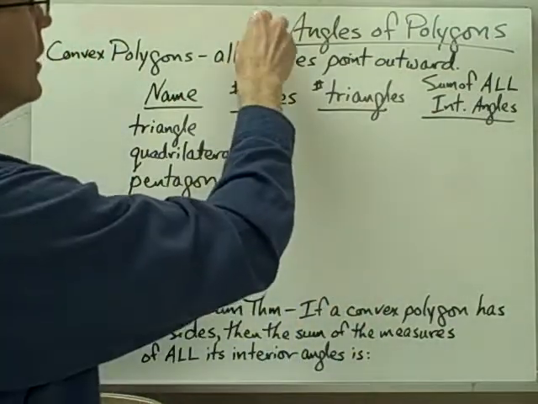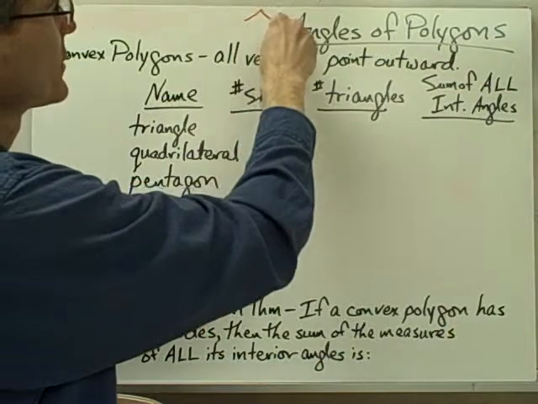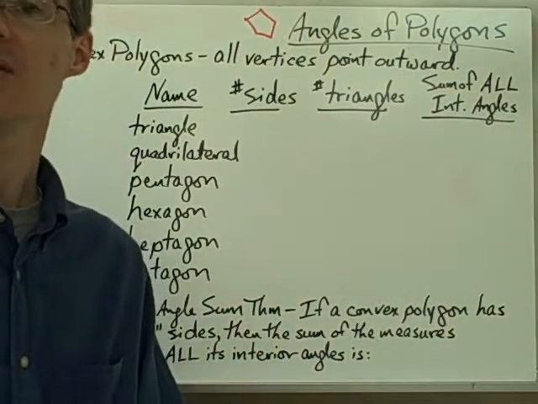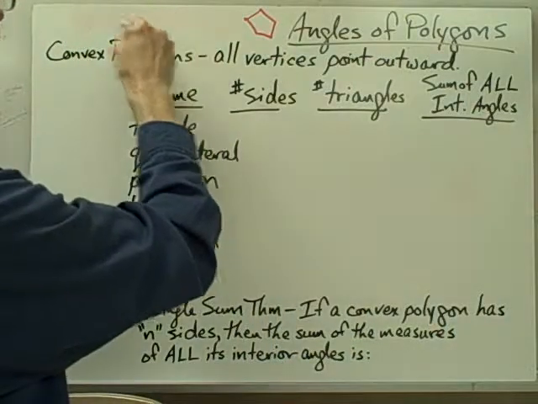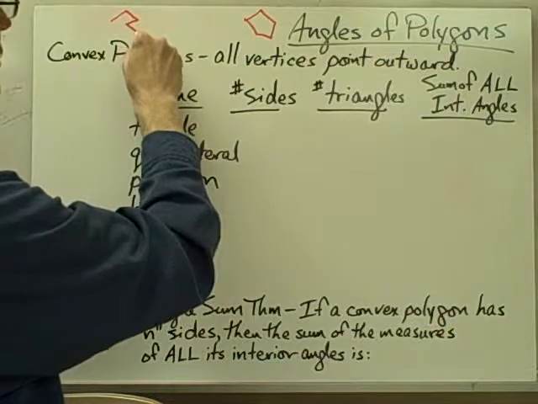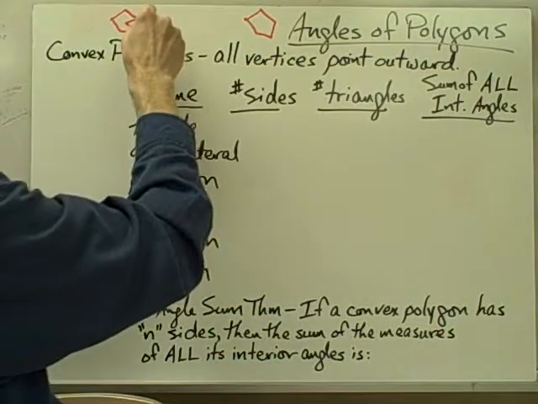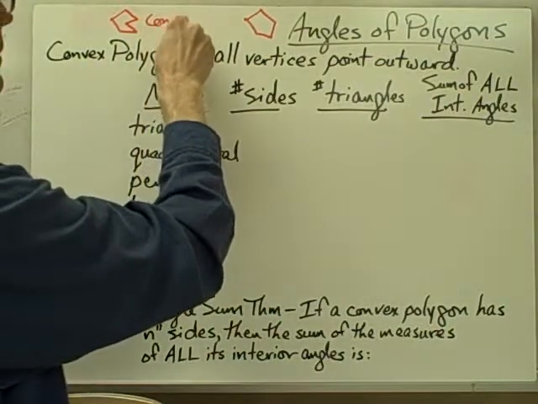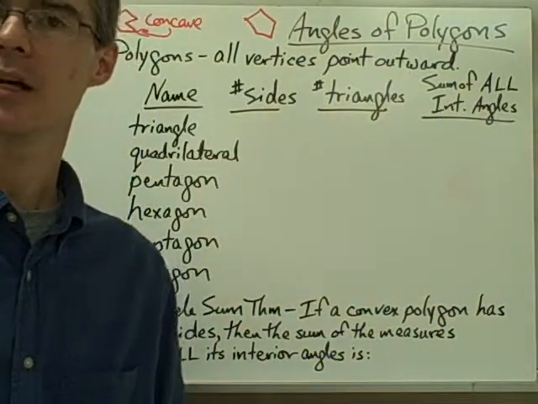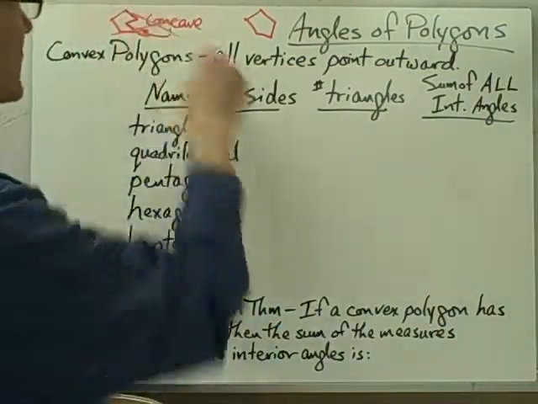So for example, all the vertices point outward. That might be an example of a convex polygon. If you have a polygon where at least one of the vertices points inward, like maybe like that, this is called a concave polygon. And we're not going to be dealing with concave polygons. We're just going to be talking about convex polygons.